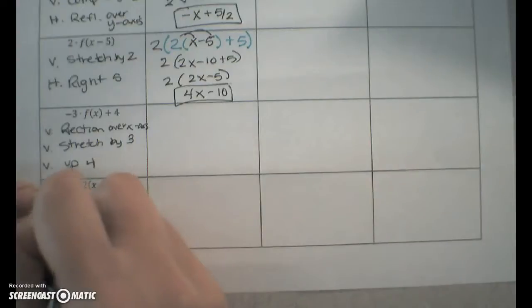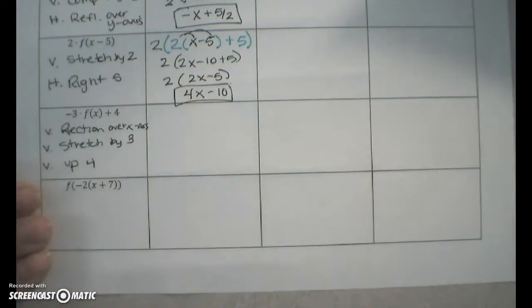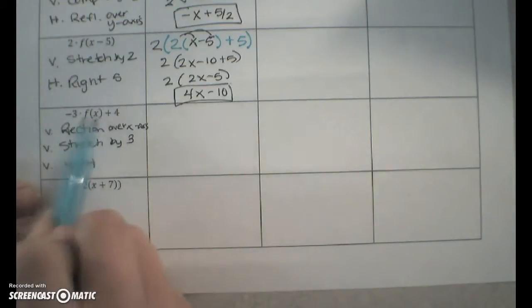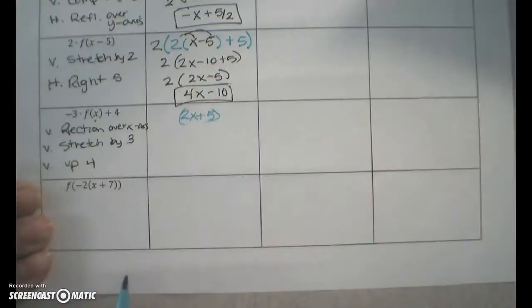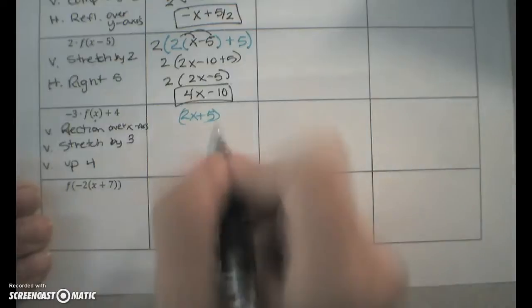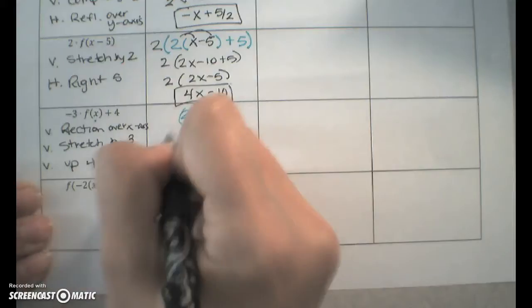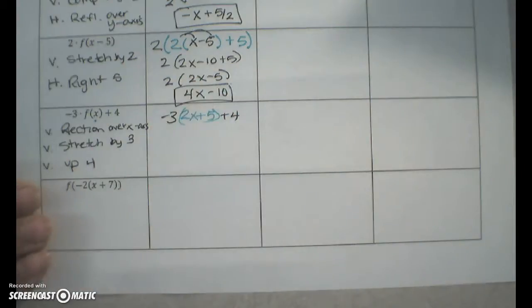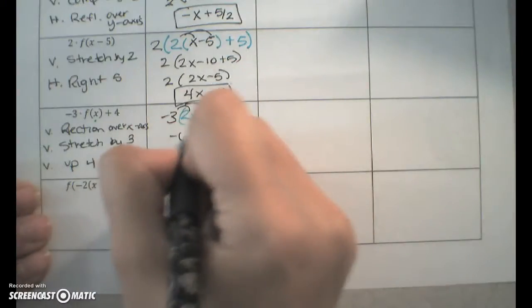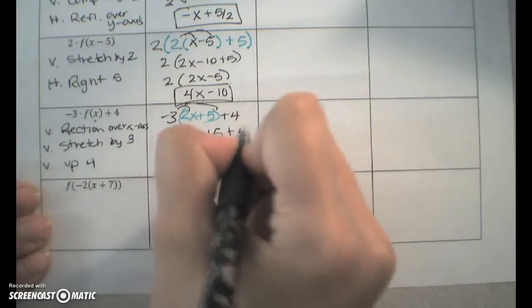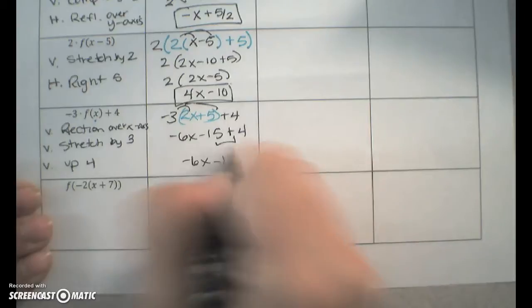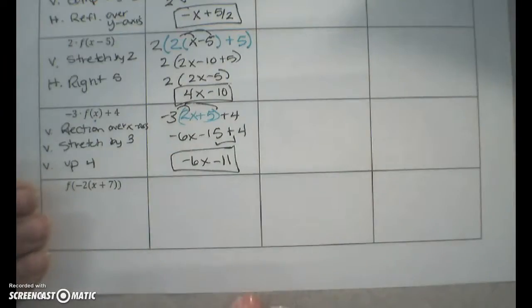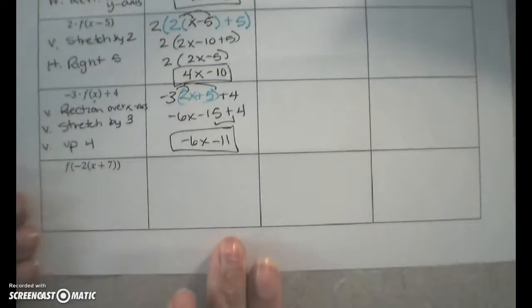Okay, question. Are we plugging anything in? No. So this time we can just write 2x plus 5 in parentheses there, and then add the other 2 things that you're doing to it, the plus 4 behind it and the negative 3 out front of it. So we're going to go ahead and distribute that negative 3, negative 6x minus 15 plus 4, and then combine any like terms, and that's going to be your final answer. And then the last one.